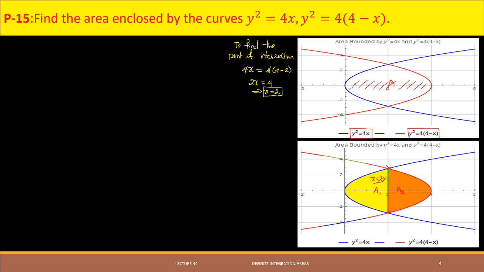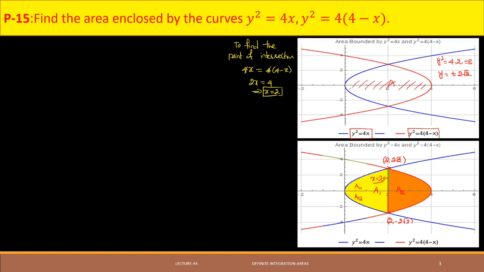If we want to find the y coordinate, substitute in this curve. So y square is equal to 4 into 2, that is 8. So y is equal to plus or minus 2 root 2. So this point will be 2 comma 2 root 2, and this point would be 2 comma minus 2 root 2.